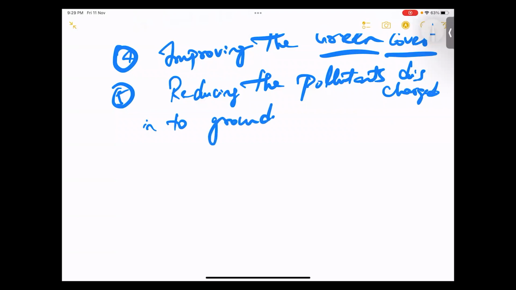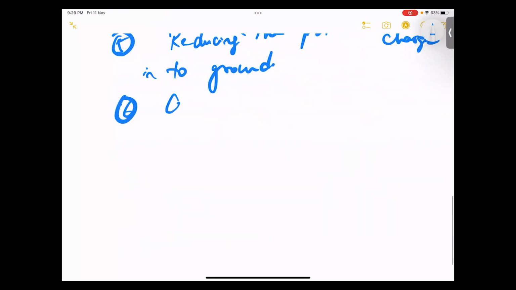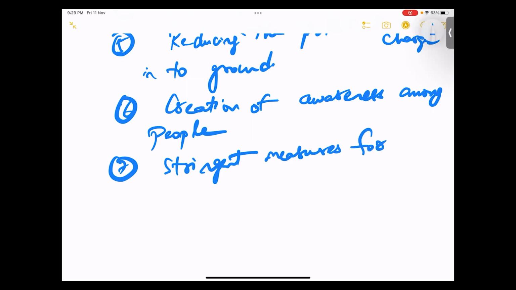So these are some of the methods for this urban water. Okay, then also groundwater usage policy. That is one important aspect. And then you can say creation of awareness among people, and then stringent measures for misuse of groundwater.